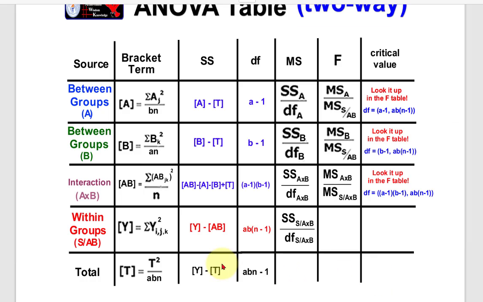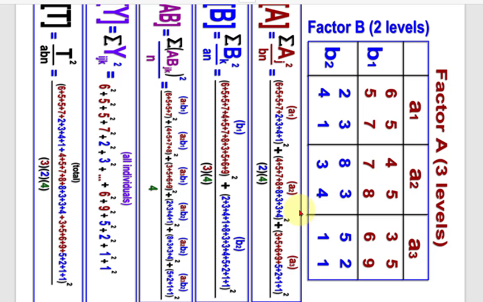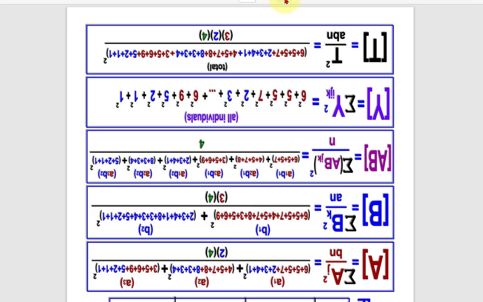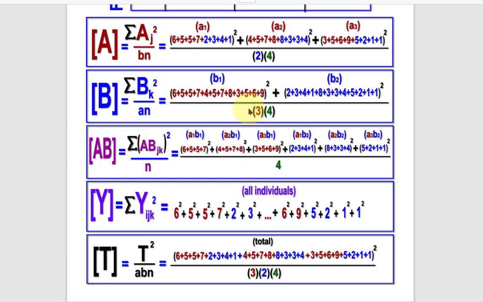So to find the t, that's the one on the bottom here, t squared. Let's turn that around a little bit. So t, we basically add everything up. We add up everybody, and then we square it, and we divide it by the number of levels in A, number of levels in B, and times 8 gets our individual groups.